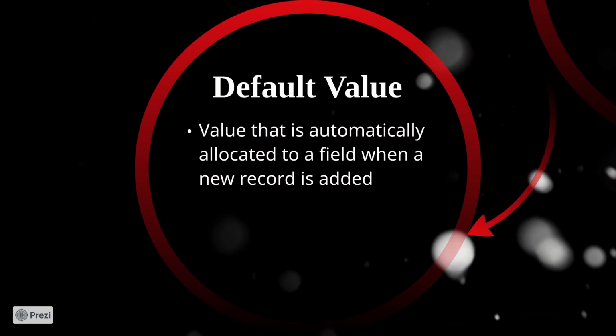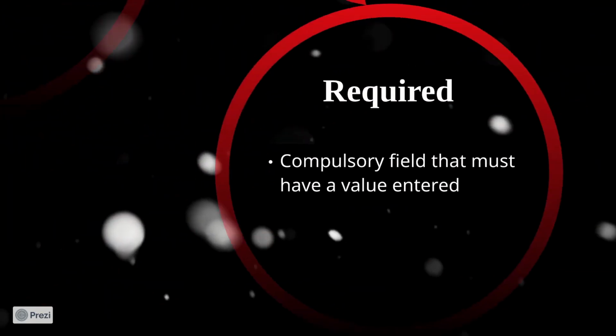Then there's default value. This is the value that is automatically allocated to a field when a new record is added. This is very useful if you know, for example, that in a certain field most of the records will have the same value. Then you put that as the default value. You can still change it, but if it is in fact the same as the others, then you don't have to change it because it will be there by default.